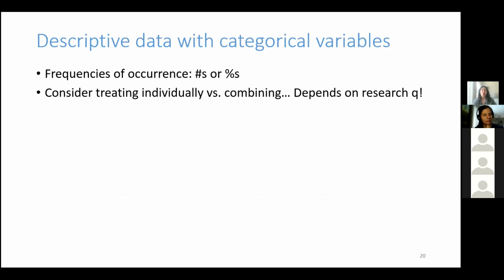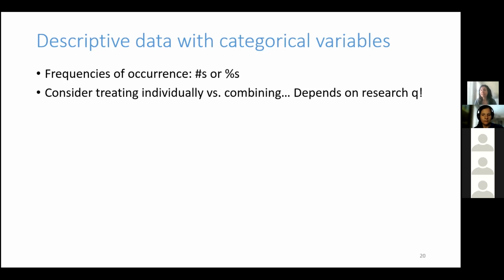Okay, we're going to come back to inference in a second, but I do want to cover descriptive data first, because this is step one of conducting analyses. If you have categorical variables, which you almost definitely will if you're doing surveys especially, you have options. You can present frequencies of occurrence as either numbers or percentages. You can treat questions individually or combine them, and it really depends on your research question.